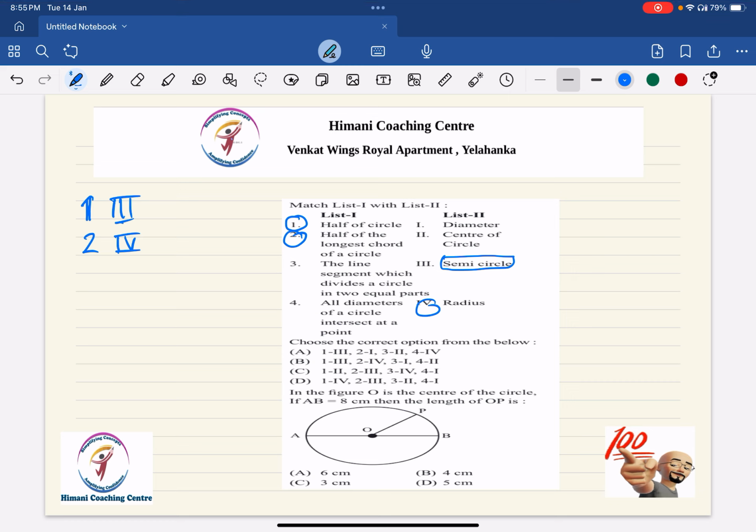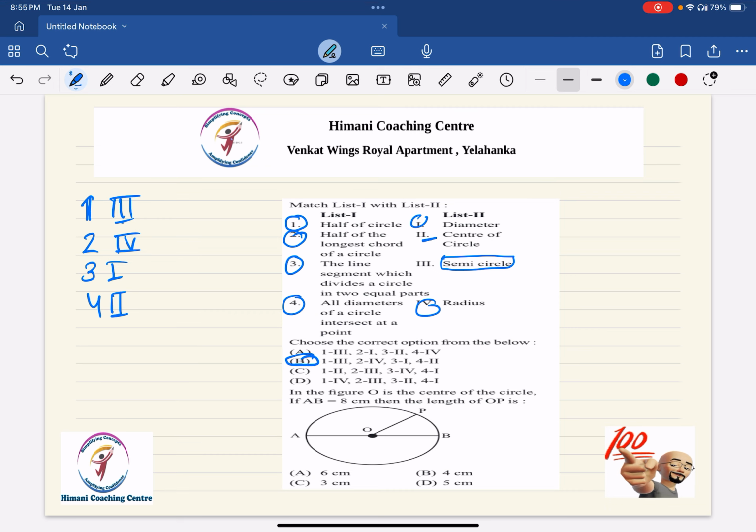Then the line segment which divides a circle into two equal parts, that is the diameter. So 3 and 1. Then all diameters of a circle intersect at a point. So only one is left, which is center, and that is also true. So 3 and 1 and 4 and 2. Okay. Now whichever option out of A, B, C is this, we will choose that. So we have 1 as 3, 2 as 4, 3 as 1 and 4 as 2, which is B option.